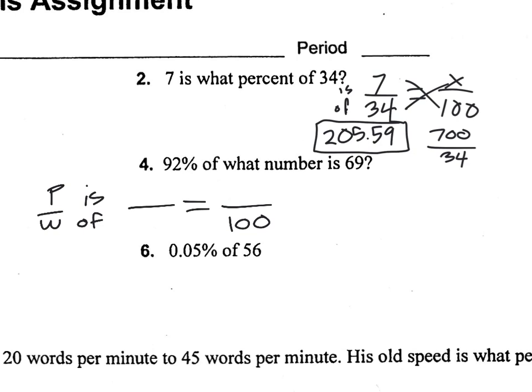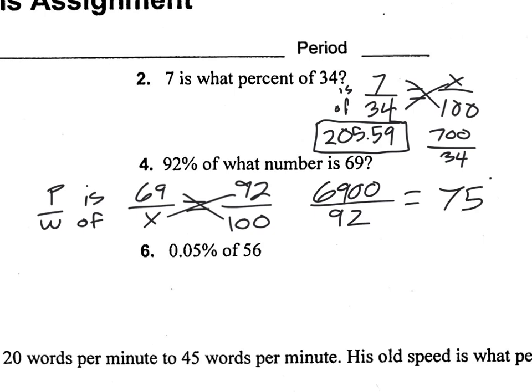And so you always want to be thinking part, which is the part, which is the whole. So 92%, we got the percent, 92. Of what number is 69? So it gives us 69 here, and we don't know this. So pull out that trusty calculator, 69 times 100, and we get 6,900, and we are going to be dividing it by 92. And when we do that, we get 75. So 75 is our answer for number 4.